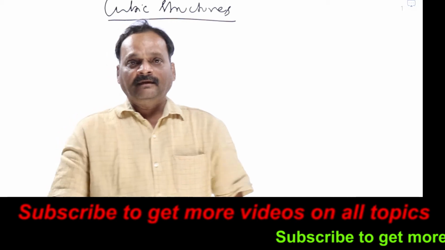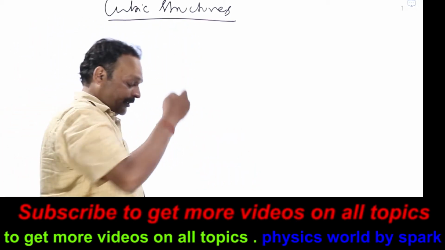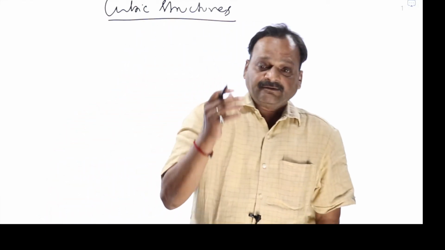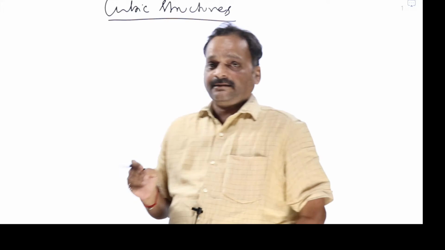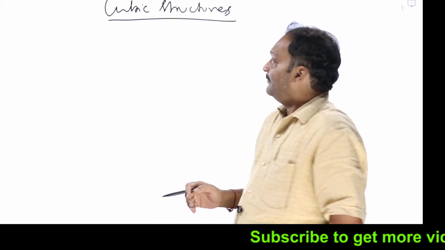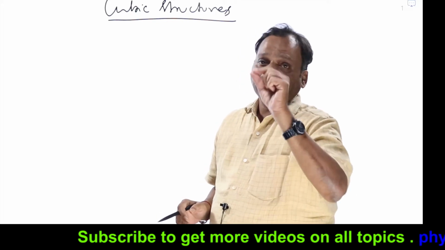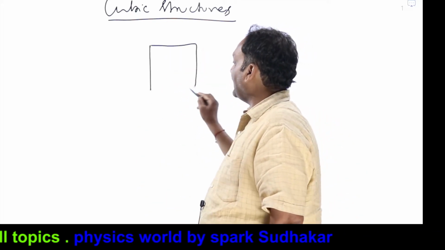Welcome students. In the last videos we have seen cubic systems. Now we will see some more cubic structures. We have studied simple cubic, BCC, FCC and HCP structures and their packing fractions, coordination numbers, etc. They are all one atom basis structures, which means at one lattice point, I'll put only one atom.